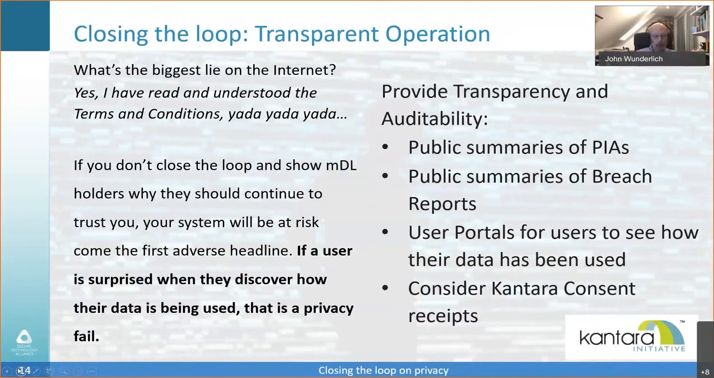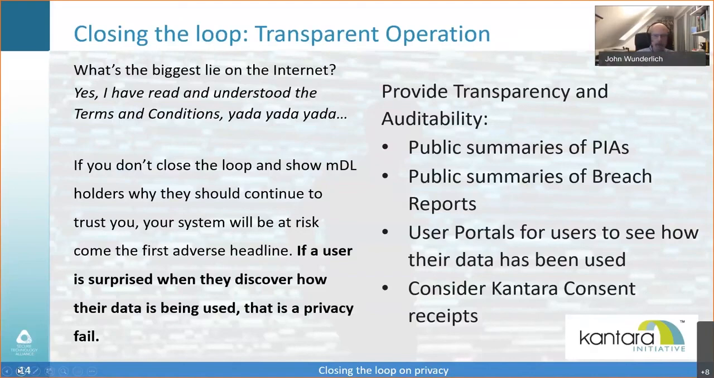And this is my mantra when I deal with clients in all kinds of different contexts. If a user is surprised about how their data is being used, that's a privacy fail. And you can't say, well, they shouldn't be surprised because it was written in the privacy policy, because nobody reads privacy policies. It should be inherent and transparent in the operation of the system. So how do you provide that kind of transparency and auditability?